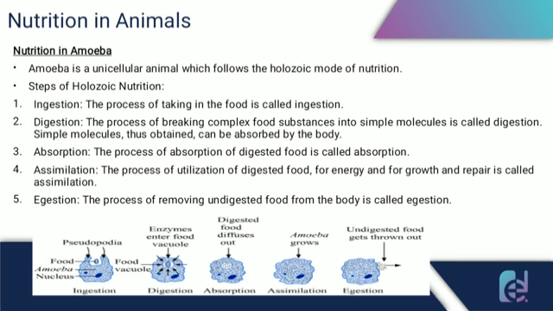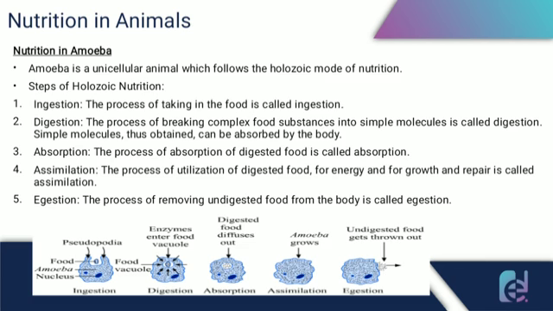So now let's see the nutrition in animals. Firstly, we have read about the nutrition in plants. Now we'll see the nutrition in animals. Firstly let's see the nutrition in amoeba. We all know that amoeba is a unicellular animal and it follows holozoic mode of nutrition. So let's see the steps of holozoic nutrition. The first step is ingestion. That is, the process of taking in the food is known as ingestion.